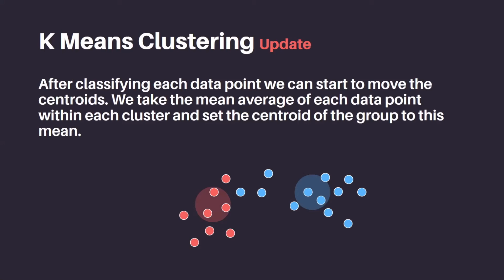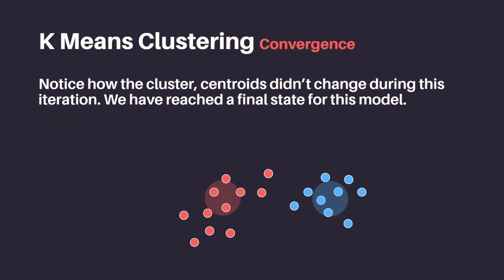Again, because the centroids have moved, we reclassify data. We move the centroids accordingly one last time. And you might notice that the centroids hadn't moved that last time. There were no changes within the data. There were no new data points that were reclassified. The centroids stayed in the same position. At this point, we can observe that they haven't changed. Therefore, they have converged and reached their final state for this model.